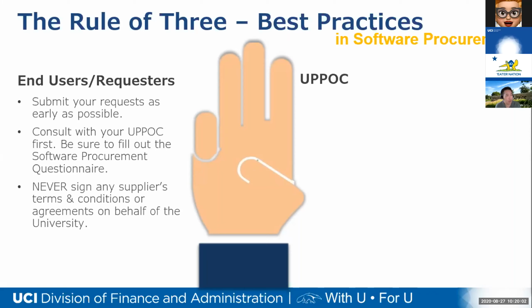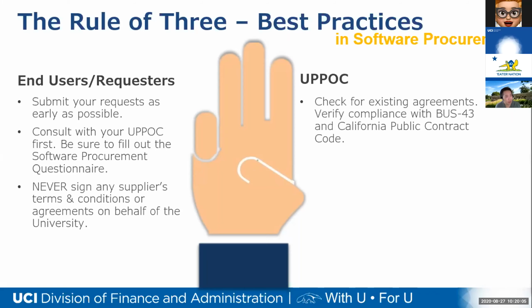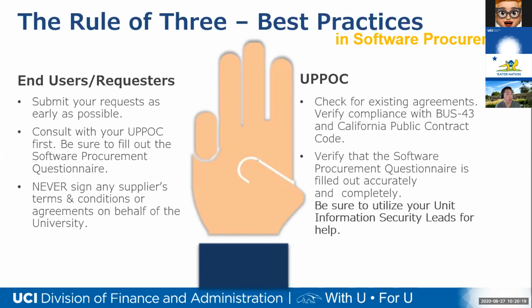If you are the UPPOC, we ask that you check for existing UC system-wide agreements or local master agreements that you might be able to utilize. Please also be sure you are in compliance with BUS 43 and California Public Contract Code. Secondly, we ask that you verify that the software procurement questionnaire is filled out accurately and completely.